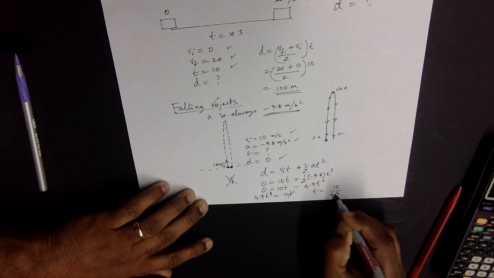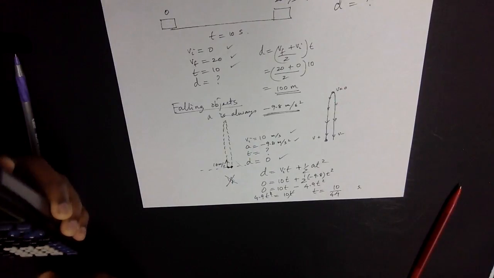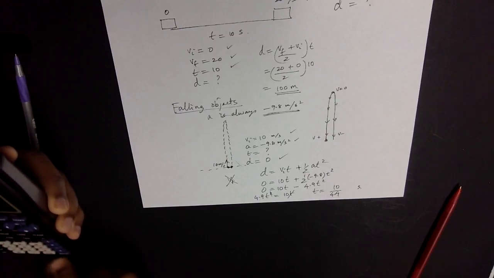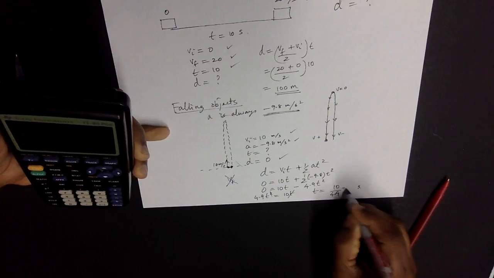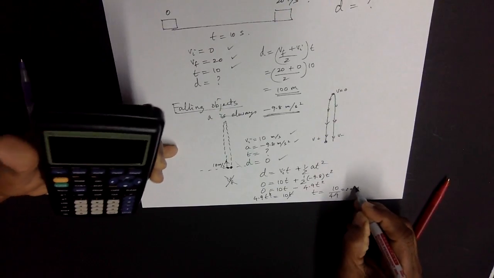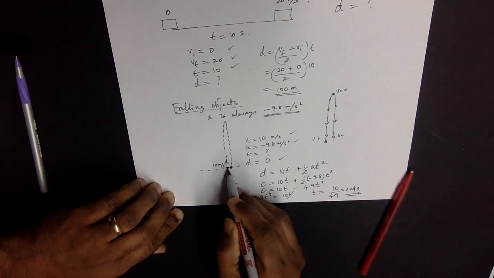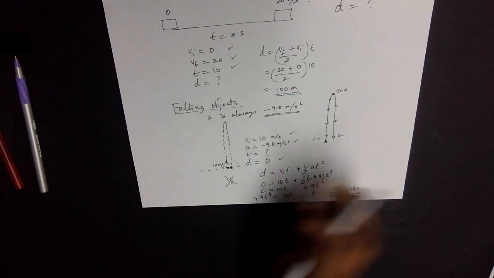That many seconds. So 10 over 4.9 is going to be 2.04 seconds. That's the time it takes for it to return back to your hands. So these kind of problems can be done by using equations of motion.